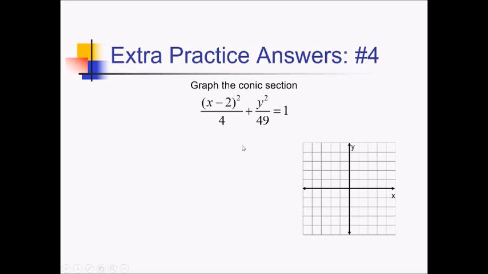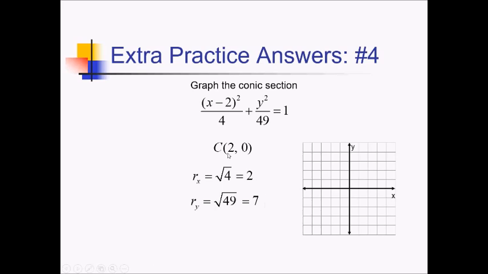For this problem, I've got some fractions, some squareds, I've got a plus, I've got an equals 1. This is all pointing to this being an ellipse. So let me get my center. That's going to be (2, 0). And then I need the x radius and the y radius. The x radius is going to be the square root of the number under the x squared, so square root of 4 gives us 2. And then for the y radius, we have the square root of 49, which is going to give us 7.